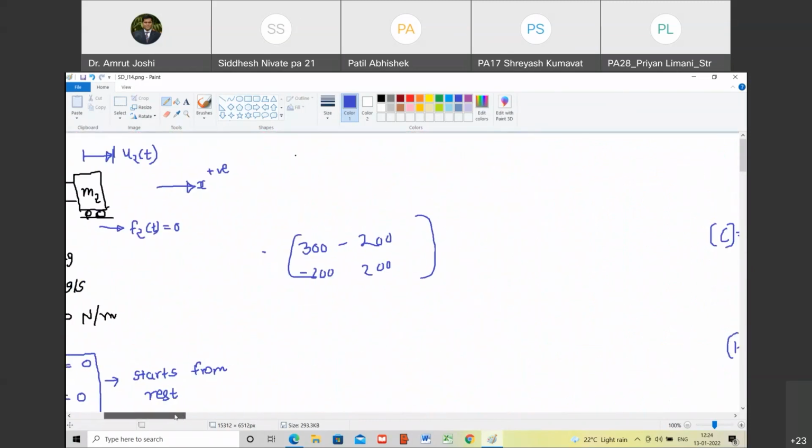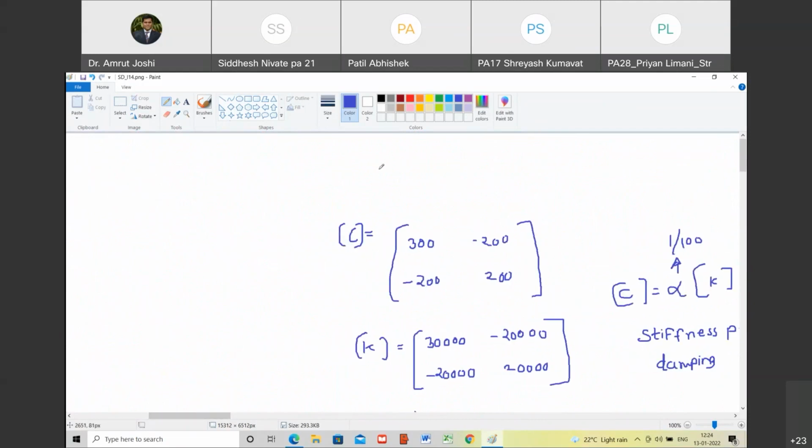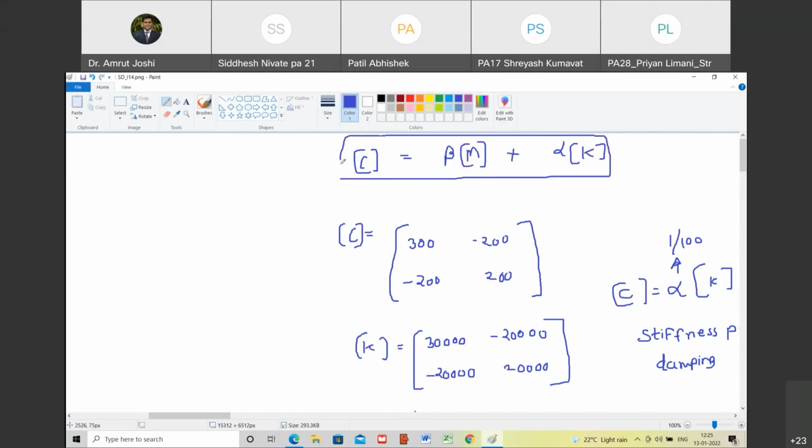So diagonalization of the C matrix is possible in two cases. If C is mass proportional, are you with me? Yes, sir. Let me call it beta times M, where beta is constant, or it is stiffness proportional. So I will call it alpha times K. Are you with me? Yes, sir. And a linear combination of these two is called stiffness and mass proportional damping. Even this matrix C can be diagonalized by phi. Are you with me? Yes, sir.